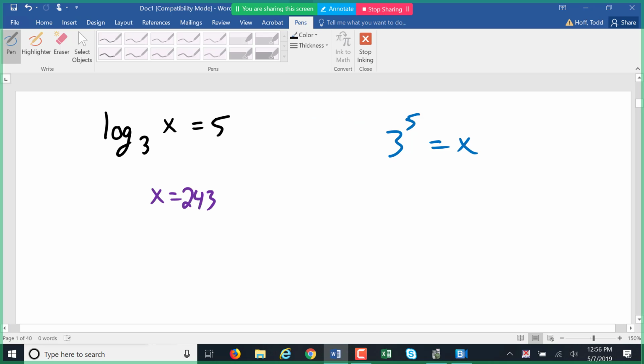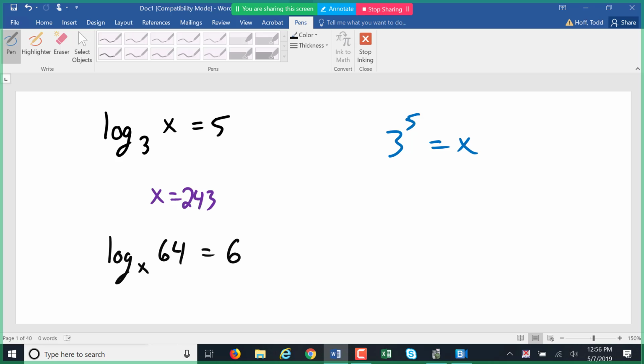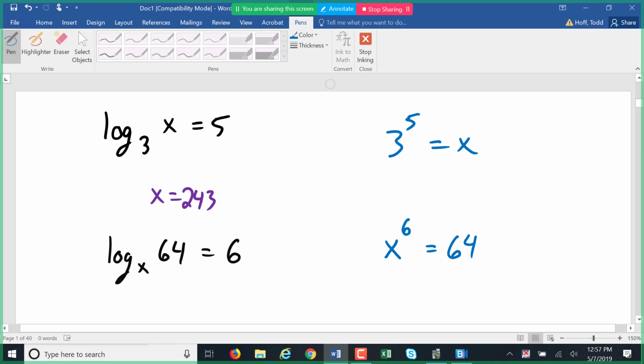Or if we have log base x of 64 equals 6. Well, the equivalent exponential form is x to the power of 6 equals 64. Well, what to the power of 6 equals 64? Two to the power of 6 equals 64. So x equals 2.